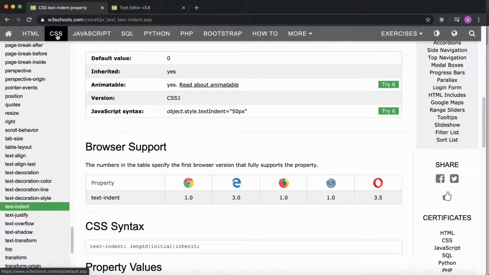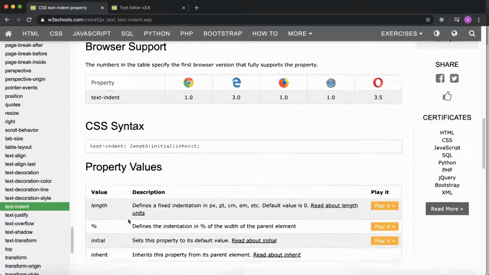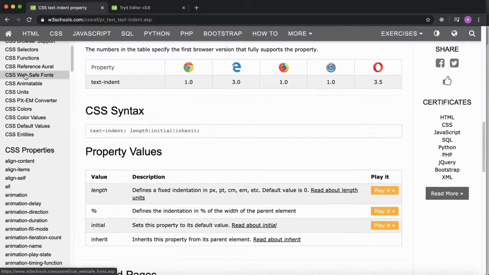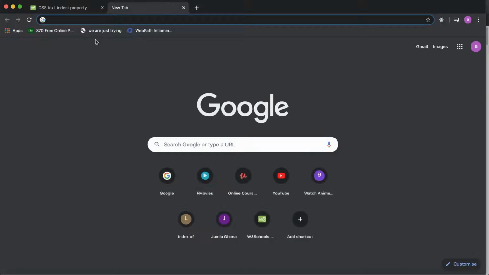So you have HTML, CSS, JavaScript, SQL. They have all of those things there. You can actually use them to revise your lessons. All right. The second category of problem is when you don't really know what is going on.